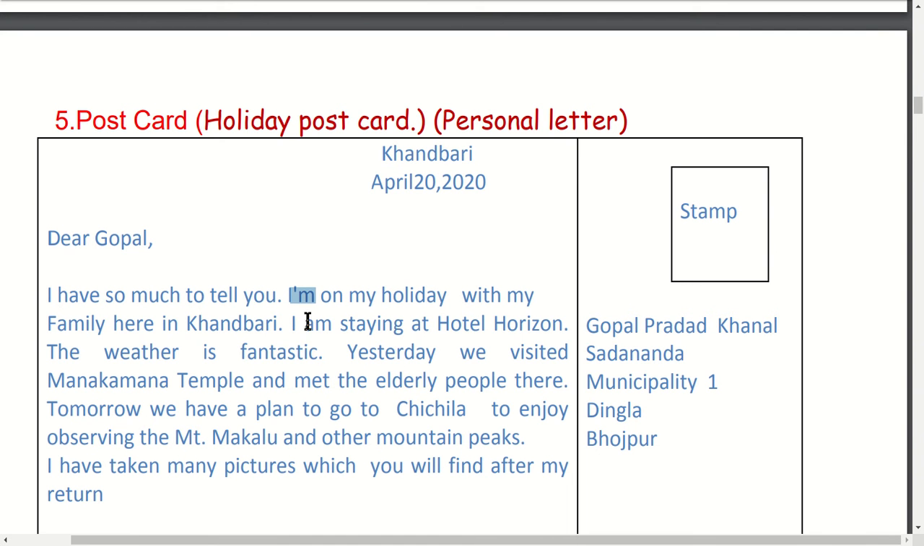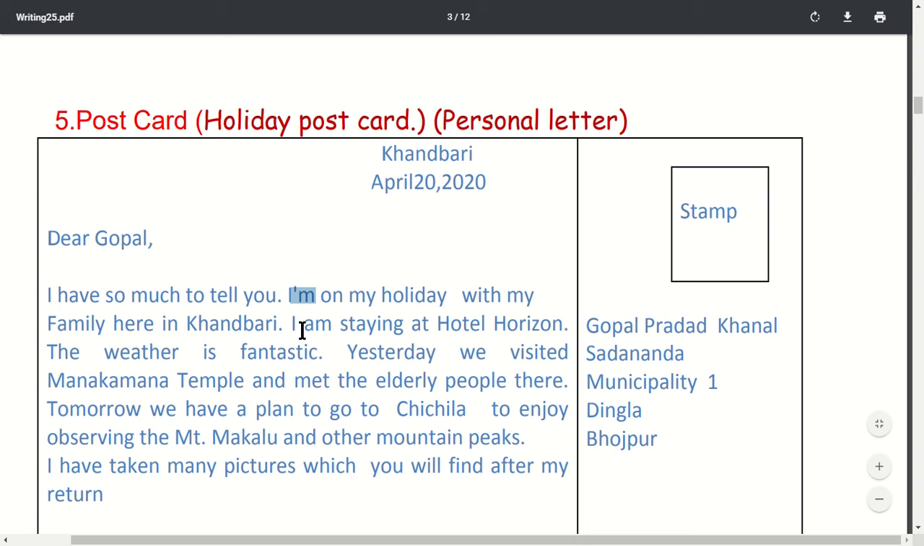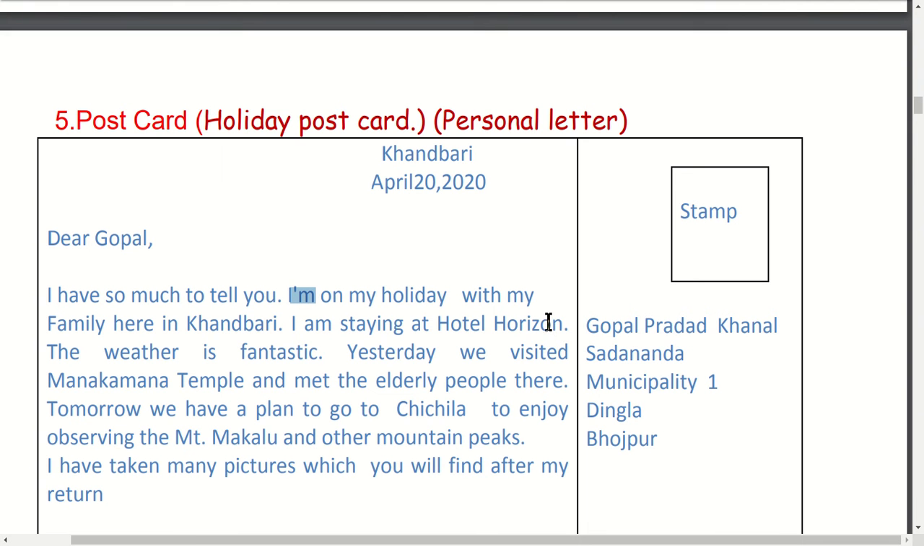The writer is enjoying the holiday here. I am staying at Hotel Horizon, but you can write any hotel where you are staying. The weather: what is the weather like? The weather is fantastic. It's wonderful. The weather is beautiful here. Yesterday, where did you go? What did you do yesterday? Yesterday we visited Manakamana temple, but any one place you can write.